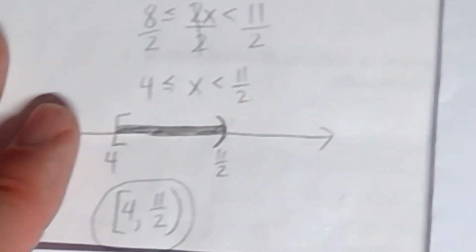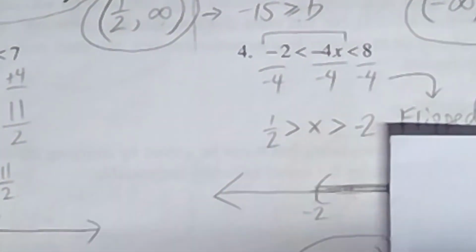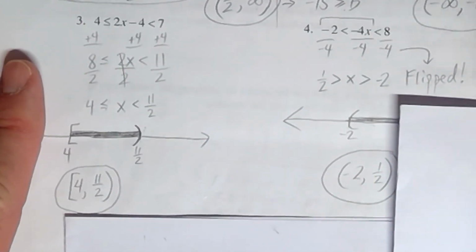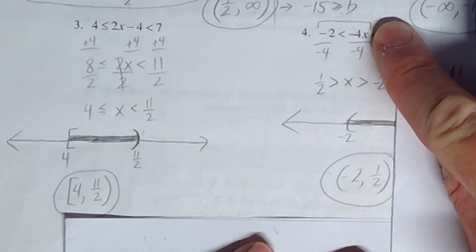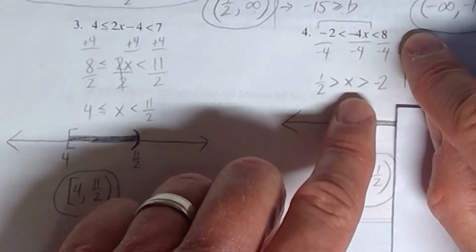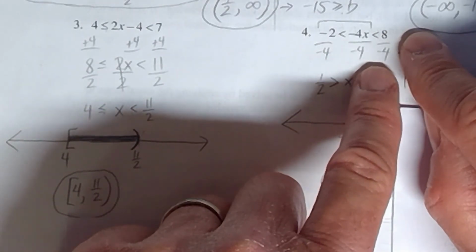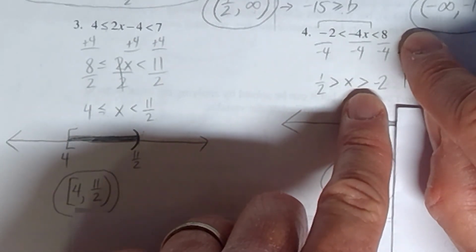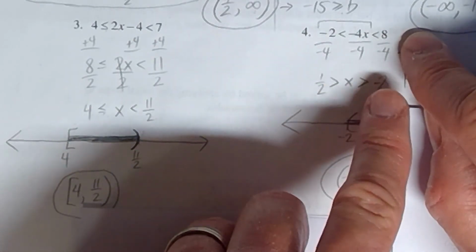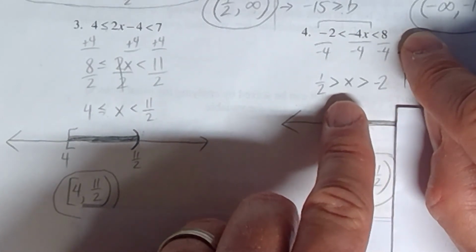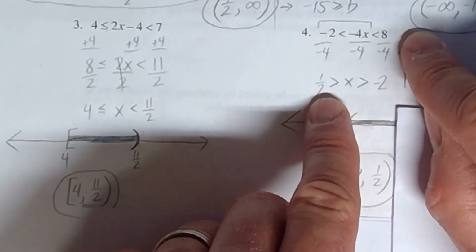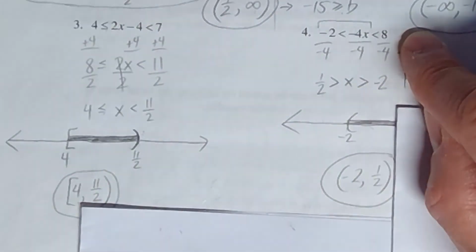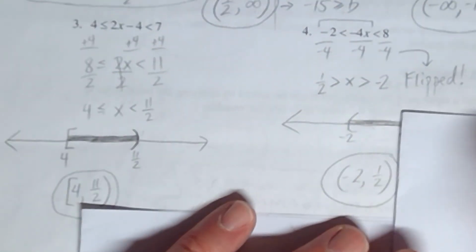Finally, in number 4, we again need to divide by -4 to get the x by itself. So we do that to all 3 parts here. But when you divide by a negative, you got to flip those alligators, both of them. And you can see I did that. 1/2, because it's positive, is definitely bigger than -2. So it does make sense. The 1/2 is getting eaten. The bigger number is getting eaten by the alligator, but the -2 is not getting eaten by this alligator. Completely makes sense, because the -2 is a smaller number. So we did it right.